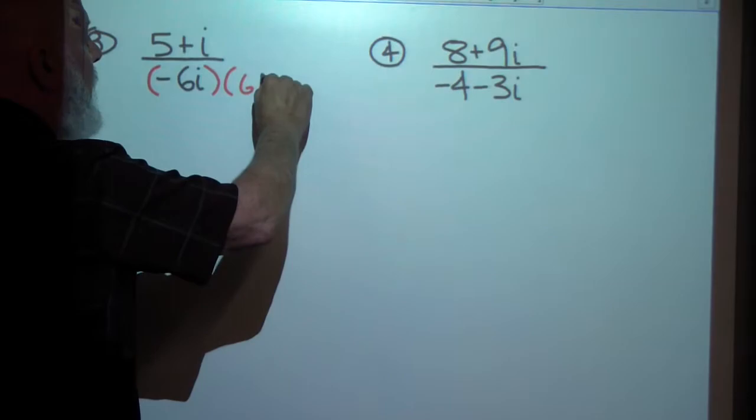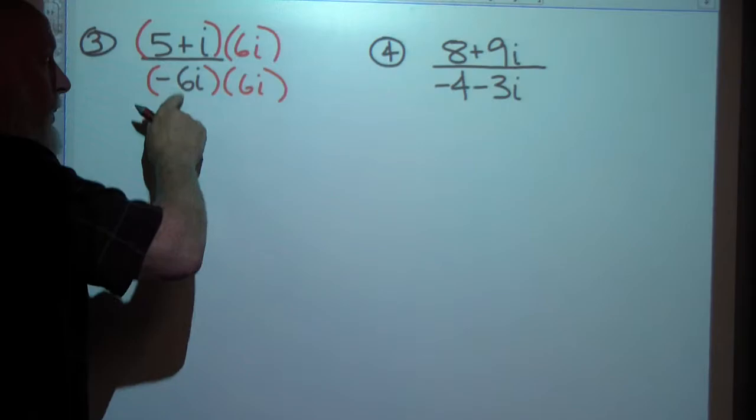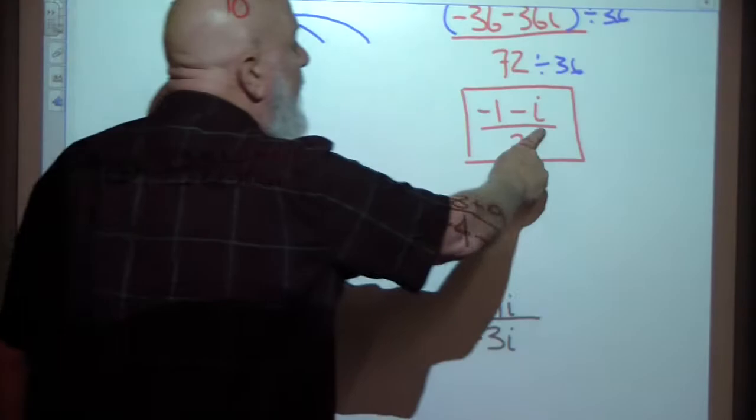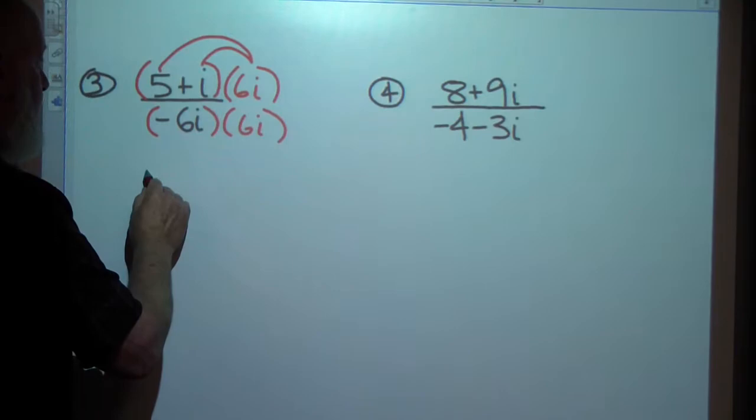Our objective is to make sure that the denominator doesn't have an i in it. And multiplying top and bottom by the complex conjugate of the denominator will make the denominator such that it doesn't have the imaginary number in it. Rationalizing it. Well, here we go. I'm going to distribute this. This will give me 30i plus 6i squared.